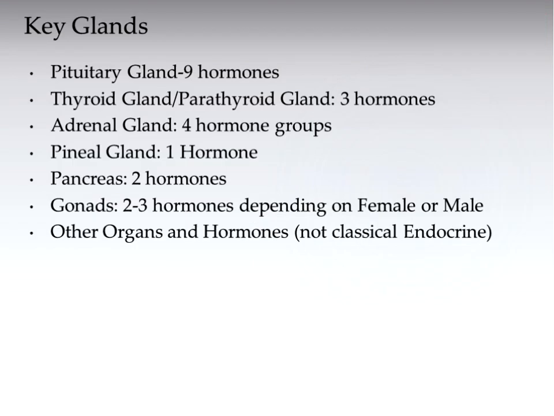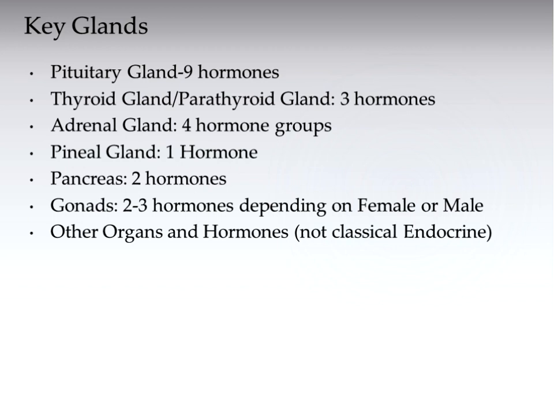So we are, again, going to focus on the key glands: the pituitary gland, which is going to produce 9 hormones total, the thyroid gland and the parathyroid gland, where we're going to discuss 3 hormones, two of which we've already done in the bone chapter. The adrenal gland, it's 4 hormone groups.